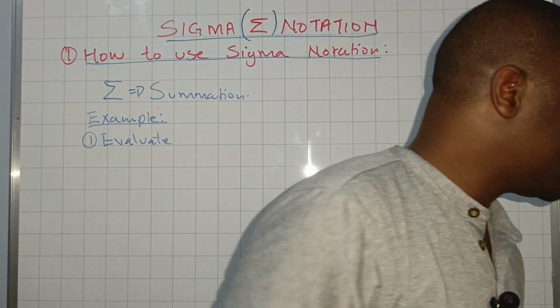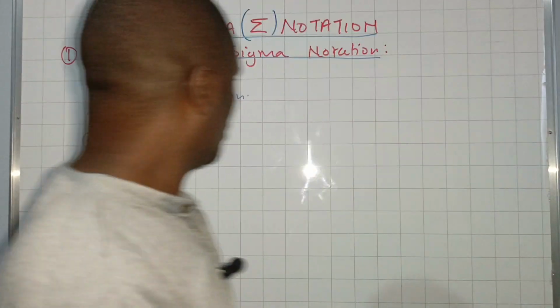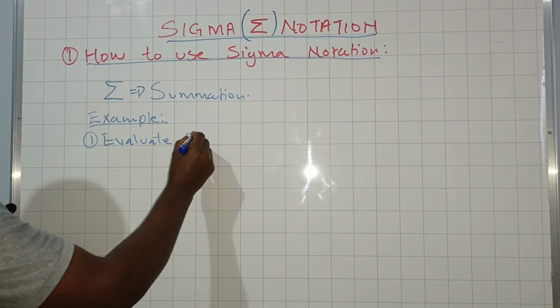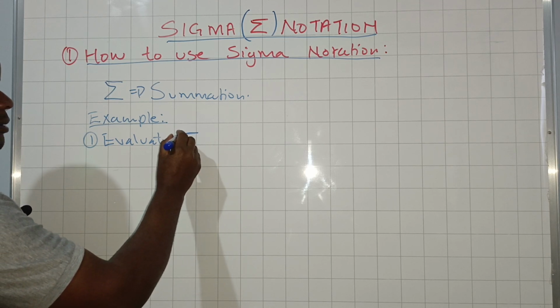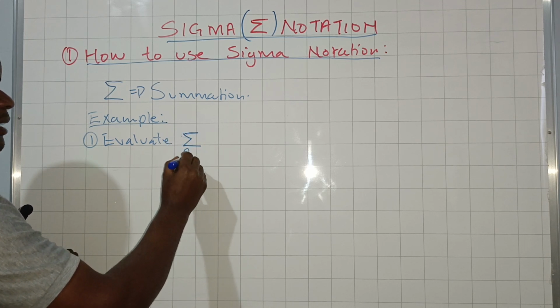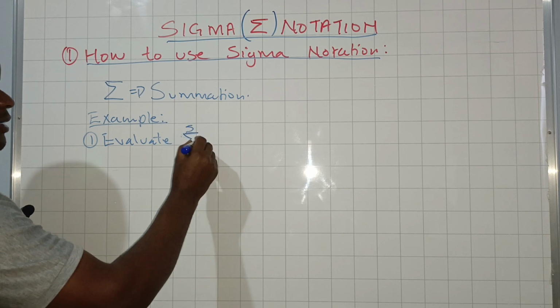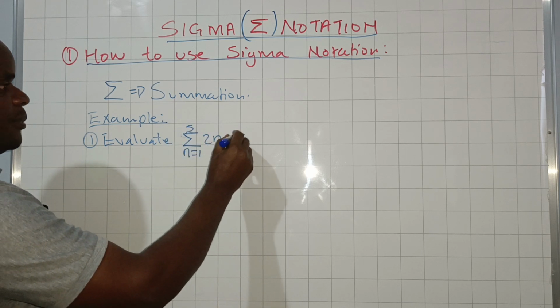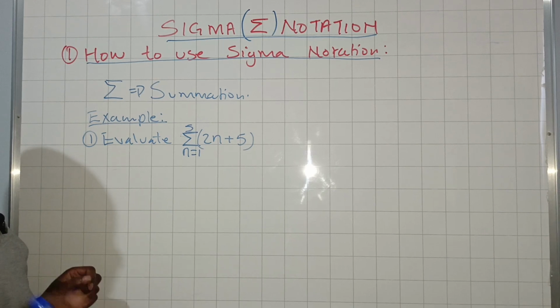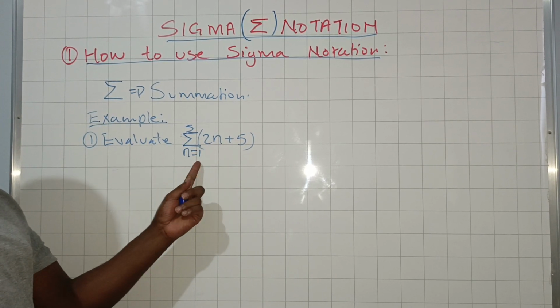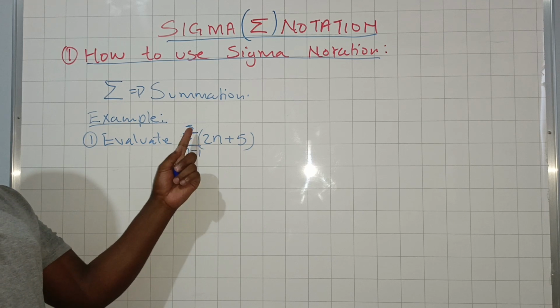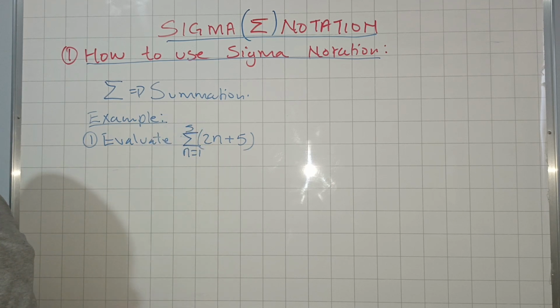So let's say you have, evaluate from n equals 1 to 5, 2n plus 5. As you have seen in the previous example, the value of n is going to vary from 1 to 2 to 3 to 4 all the way to 5.